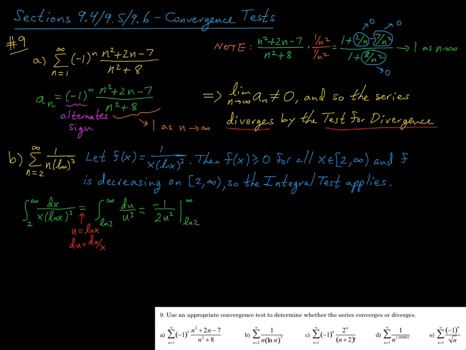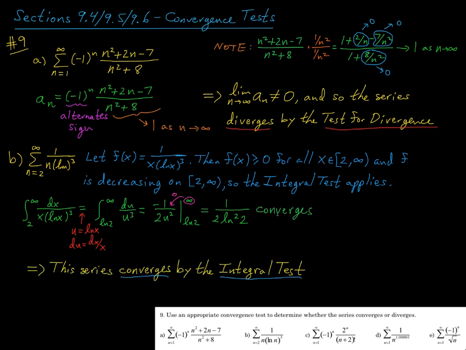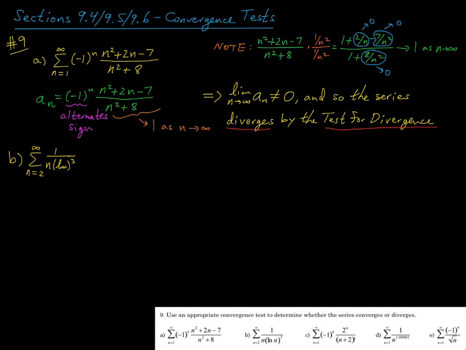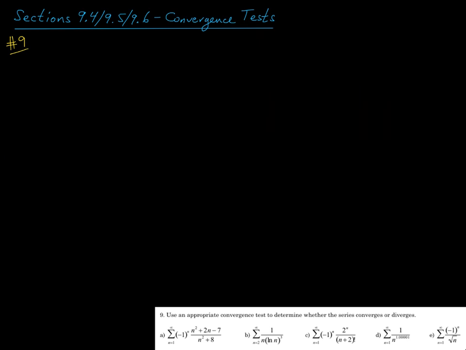Now integrating 1 over u cubed gives you negative 1 over 2u squared. Now we want to evaluate, and for the limit at infinity, this expression goes to 0, and so we get a finite value for this improper integral. In other words, this integral converges, and since this integral converges, the integral test implies that this series also converges. All right, not too bad. Let's go ahead and check out part C next.